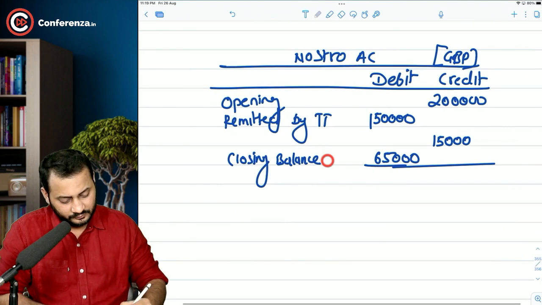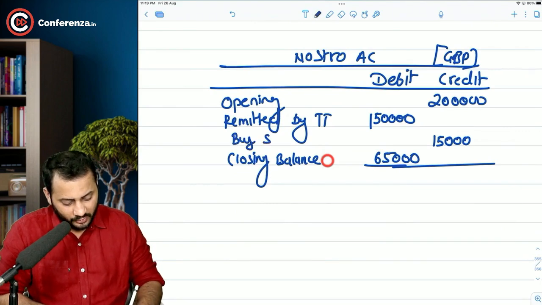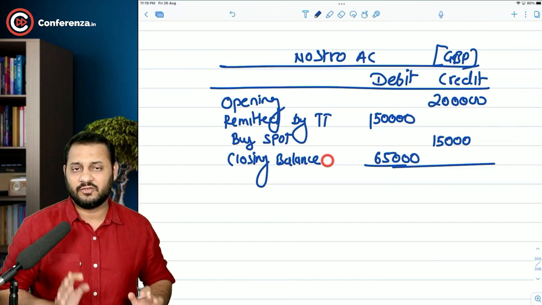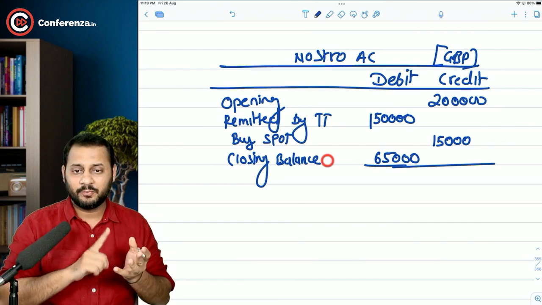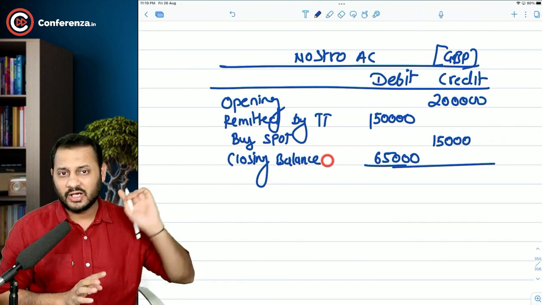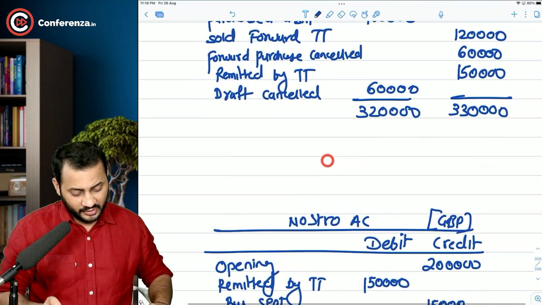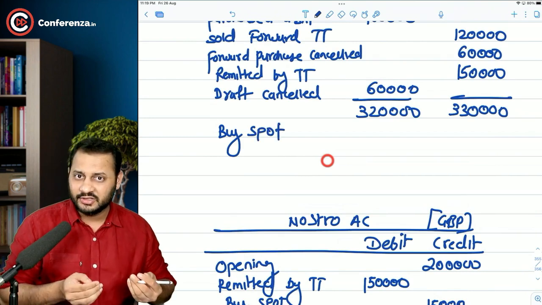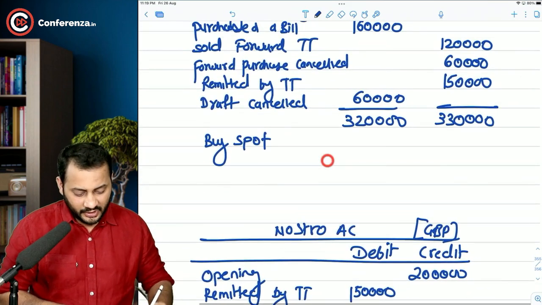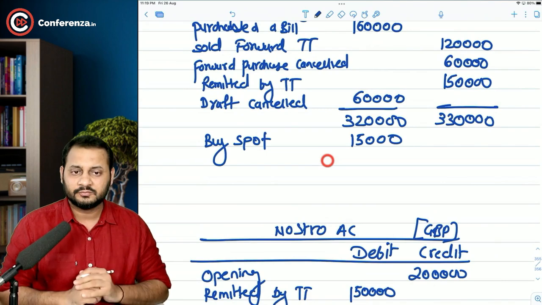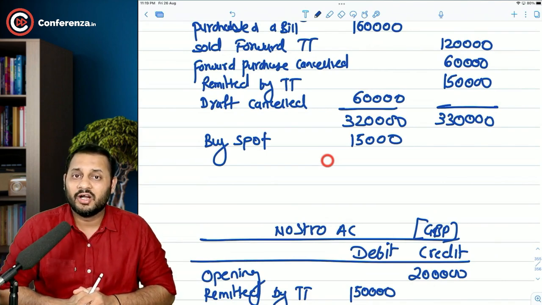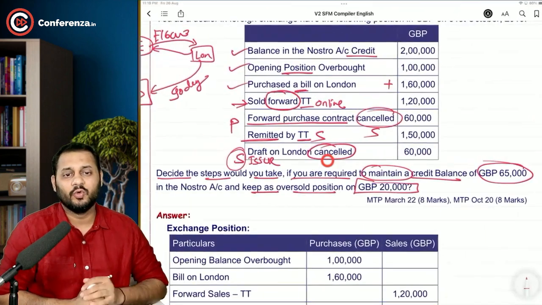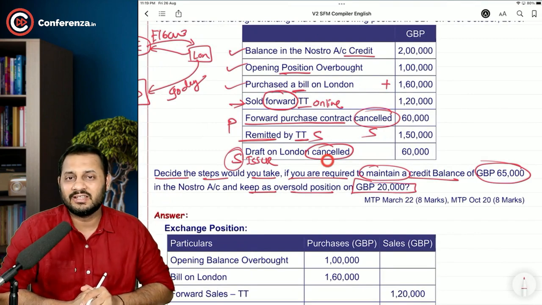Simply do one thing. Buy spot. Buy GBP at spot today itself. So the moment you buy it, you are affecting the cash flow. So 15,000 will be credited in the Nostro account, but it will also get credited by spot. That means you are purchasing the GBP. It will also affect the statement. Now you can see we have an overbought position of 5,000 GBP, but we need an oversold position of 20,000 GBP.